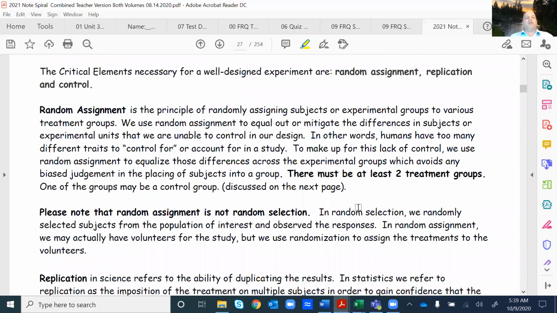Please note, random selection and random assignment are not the same thing. Random assignment, I'm assigning you a treatment. Random selection is I randomly selected you from the population because you make up a good study part.